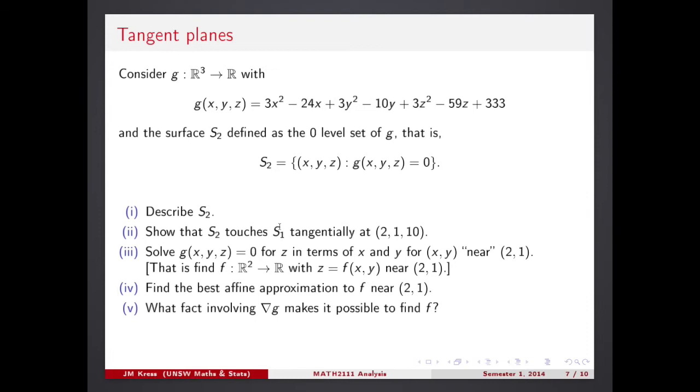Solve g(x, y, z) for z in terms of x and y, near 2, 1. And we can do that. Find the best affine approximation. What fact makes it possible to find g? Let's just try to see what sort of answers we have for this. Describe S2. Do you know how to describe S2? Can you see from the way S2 is written what the shape geometrically will be?